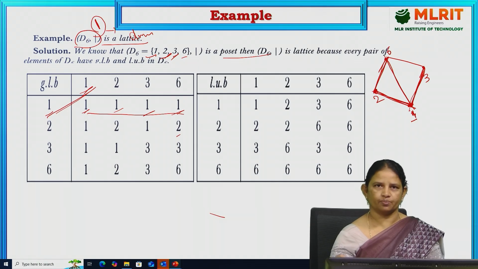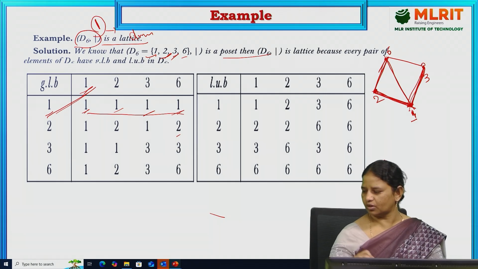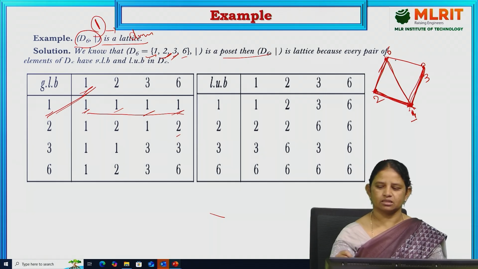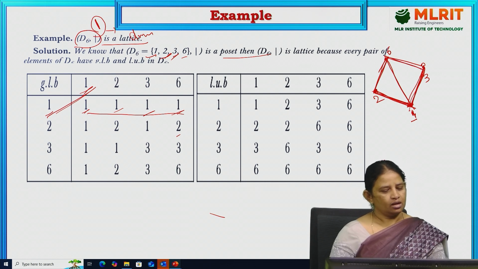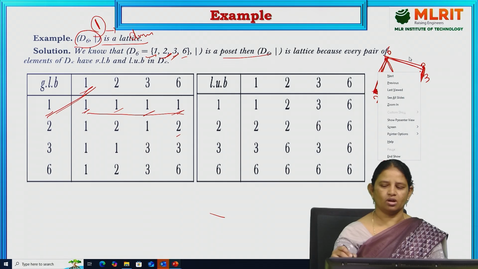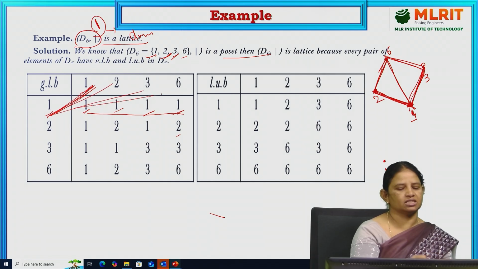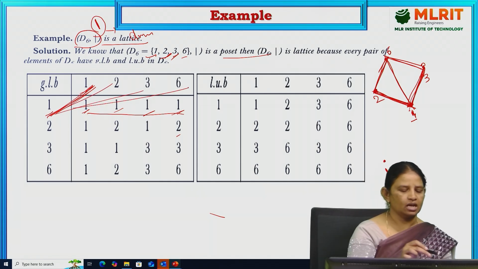For 3, 1, the lower bound is 1. For 3, 2, they join at 1. For 3, 3, it is itself. For 3, 6, the lower bound is 3. Again, for 6, 1 the lower bound is 1, for 6, 2 it is 2, for 6, 3 it is 3, and 6, 6 is itself. So the GLB exists for every pair of elements.